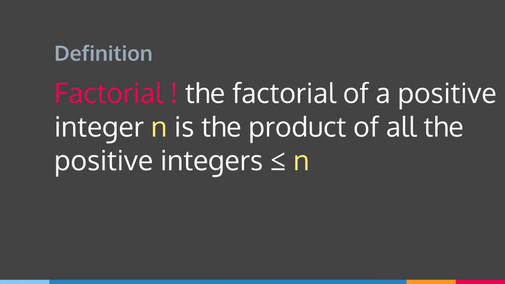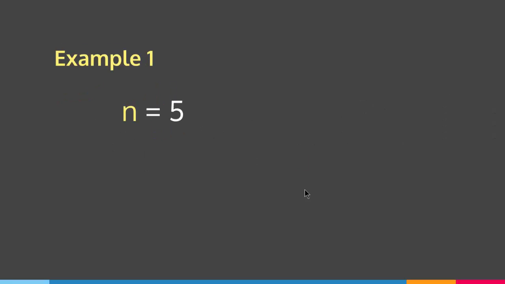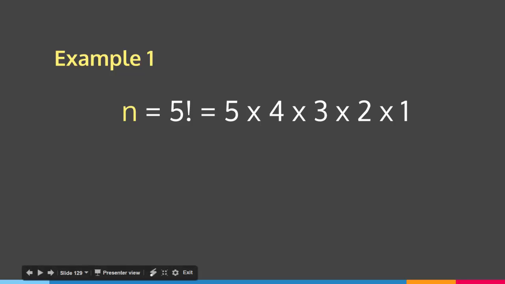The factorial of a positive integer n is the product of all the positive integers that are less than or equal to n. And just so you know, the notation for factorial is the exclamation mark. So suppose you have n equaling 5. The factorial of 5 equals 5 times 4 times 3 times 2 times 1. Suppose you have 10. The factorial of 10 is the product of all the positive integers that are less than or equal to 10. So it is 10 times 9 times 8, until you get to 1.